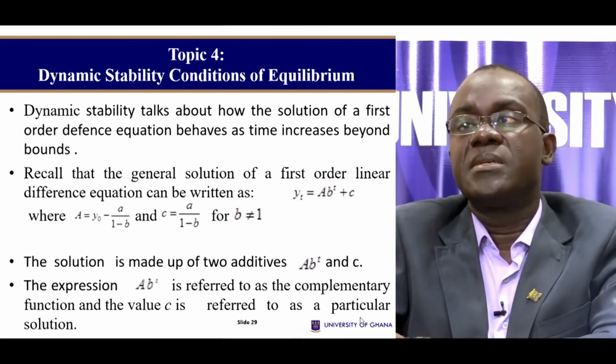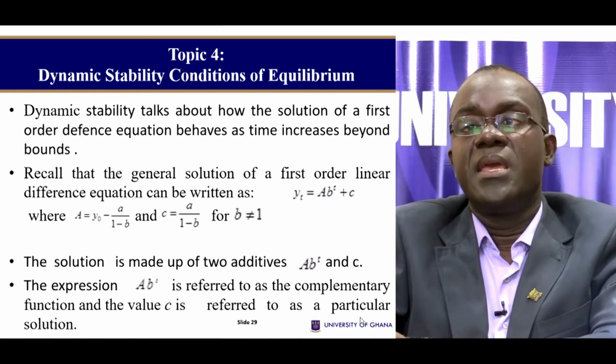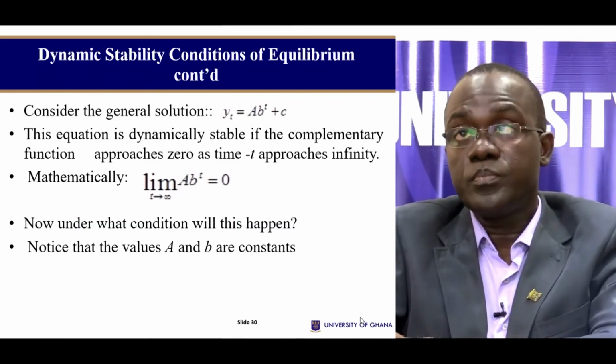Right, let's look at this, our equation. This is the solution, and in this solution, it's made out of 2 components: the ab^t component and the c component. We call this one the complementary function, and then we call the c here a particular solution.